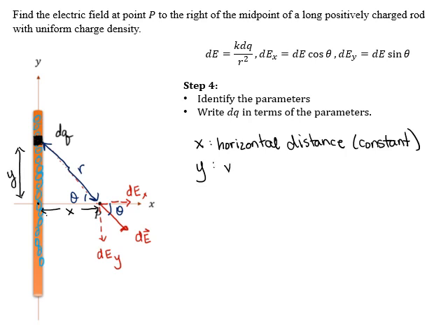Y is going to be our distance from the midpoint to our element of charge dq. So y is our vertical distance, and that's from the midpoint to dq. What we'll notice here is that this value of y does depend on where we take dq. If dq was up here, y would be bigger. If dq was down here, y would be smaller. So y is a variable in this problem.